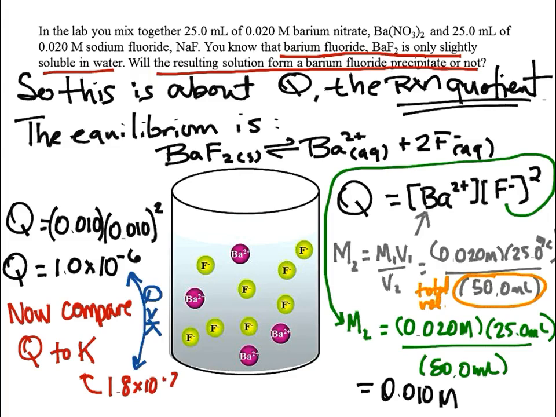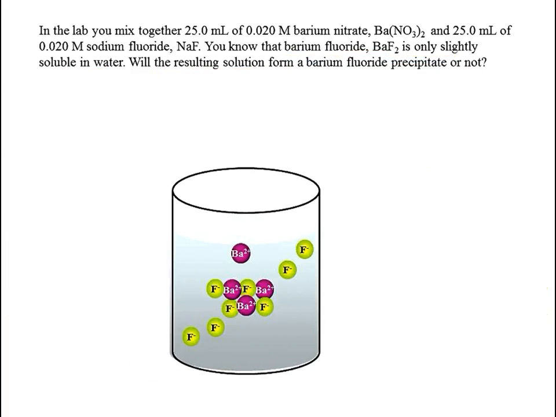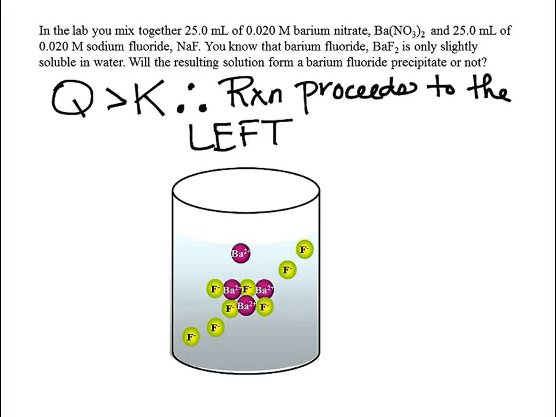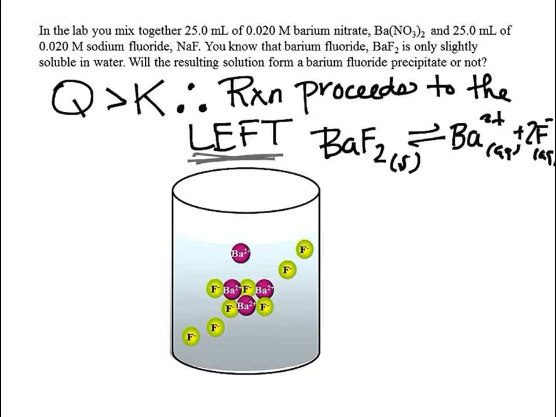So that means that Q is greater than K, which means we have too many ions in solution, which means the reaction will proceed to the left. It will precipitate. So these will coalesce and form a precipitate. Because Q is greater than K, the reaction proceeds to the left, which is the solid side.